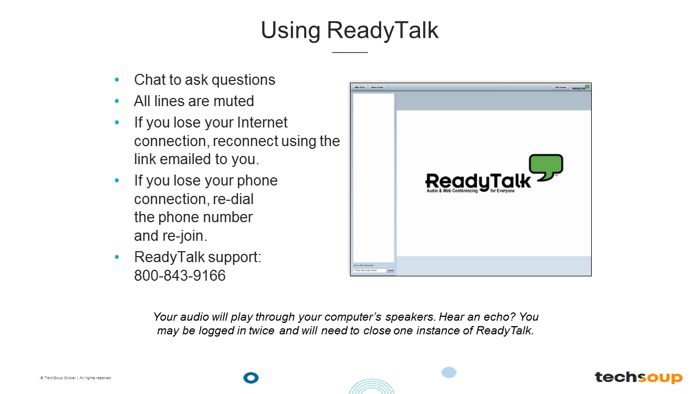All the lines are muted. If anything happens and you lose your internet connection, you can simply reconnect using the link that you got in your confirmation email or the reminder email today. If you lose your phone connection, if you have called in by phone, you can simply hang up and dial the number that is displayed in the chat area.